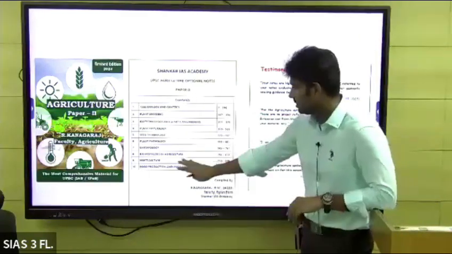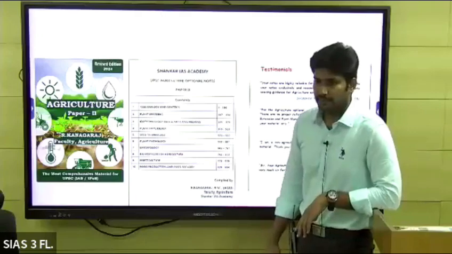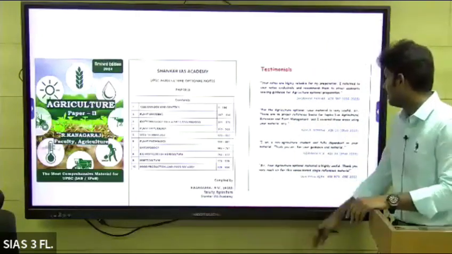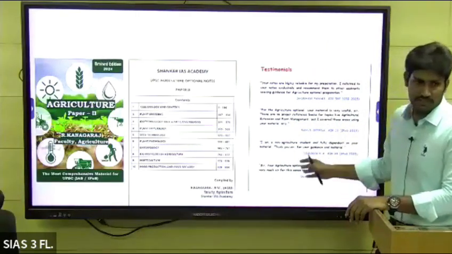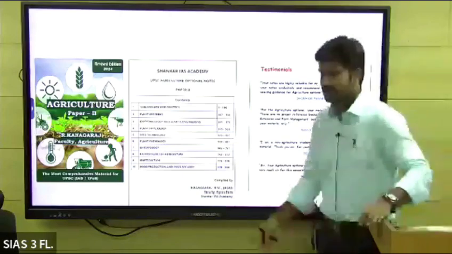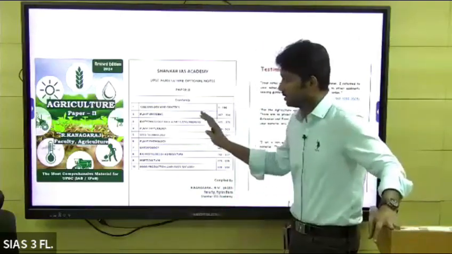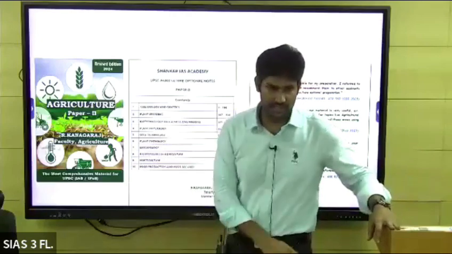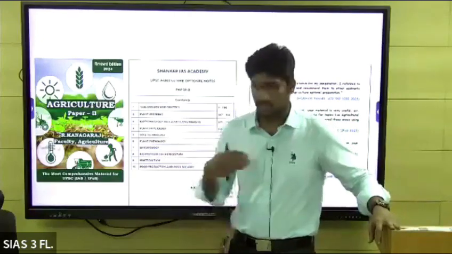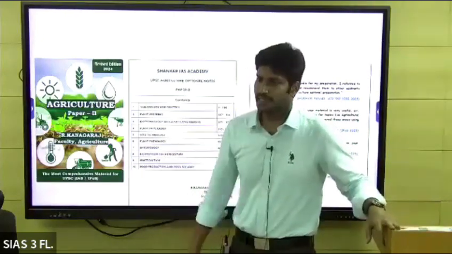This is paper 2, the entire syllabus. And this is the feedback from last year, the previous year toppers. They purchased our material. They gave very good reviews, and actually there is a demand throughout India for this material. This material is going throughout India. We are giving it in Delhi also.